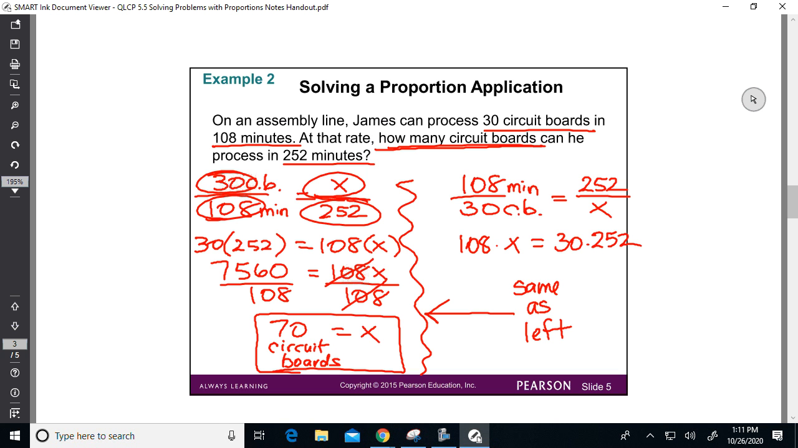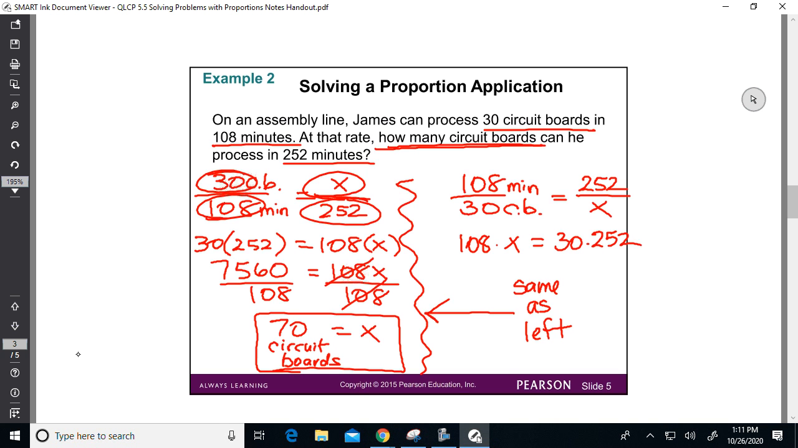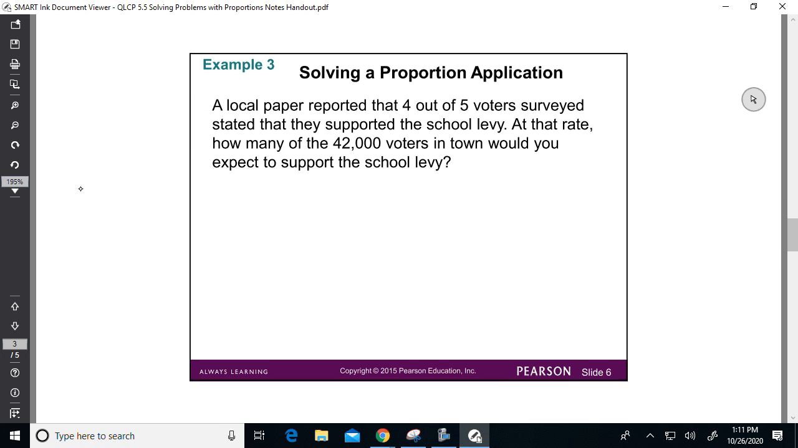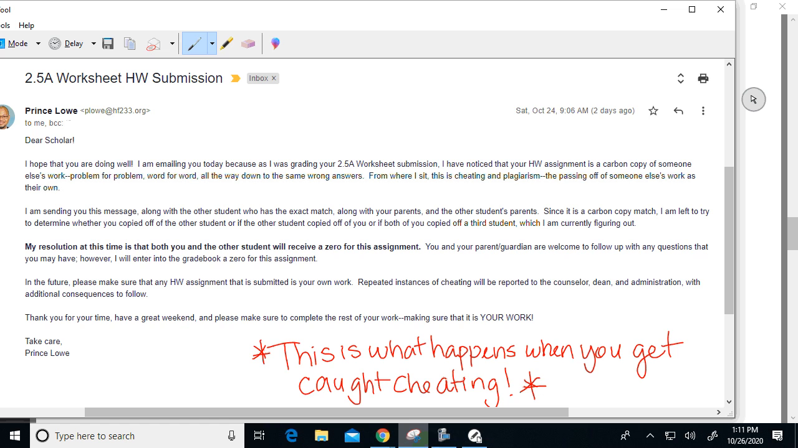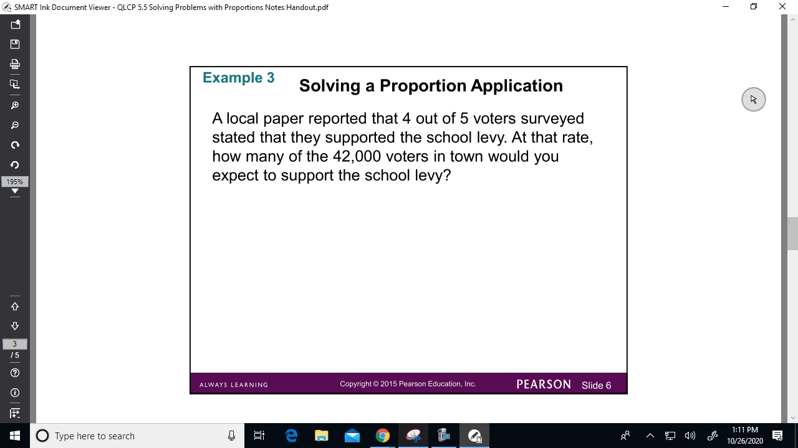All right, let's give you a chance to set up the problem. All right, so let me, that's for my Algebra 1 kids. They wanted to try to cheat me first.